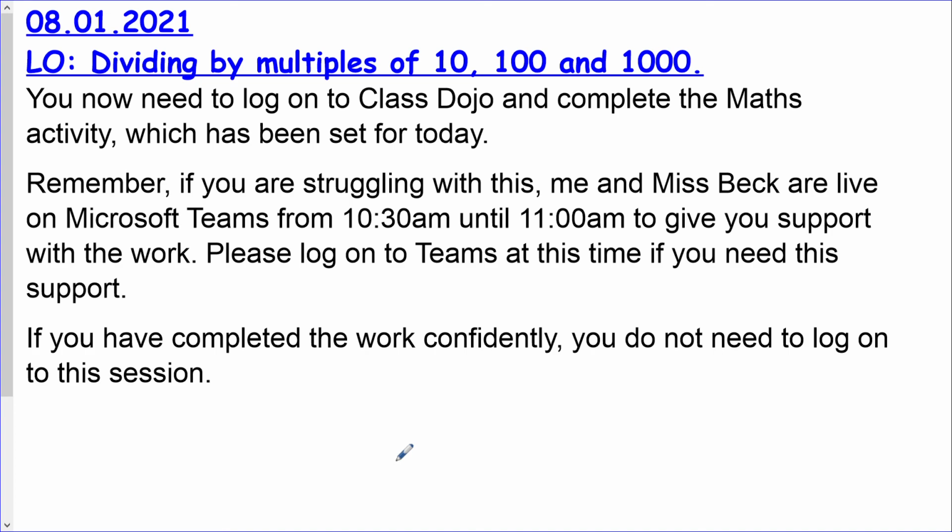Remember though, if you have completed the work confidently, as some of you did yesterday as well, which was very pleasing to see, you do not need to log on to this session. So if you've completed the work, you're confident with what you were doing, you know the steps you need to follow, you do not need to log on to the session at 10:30. But if you've struggled with any of this, or you struggle with the activity sheet on Class Dojo, please log on to Teams at 10:30. We're both there for half an hour to help you with your problems.